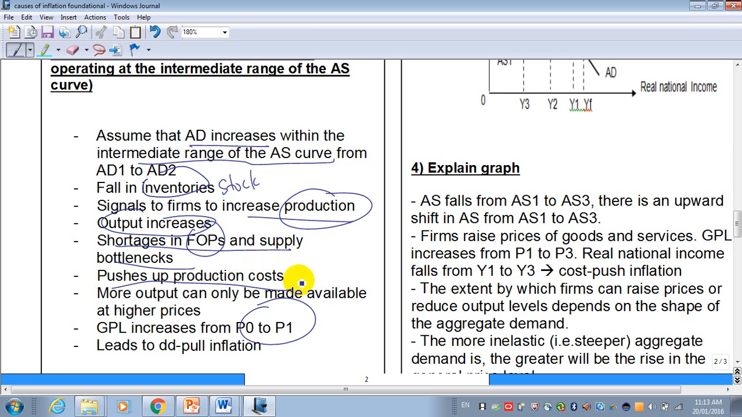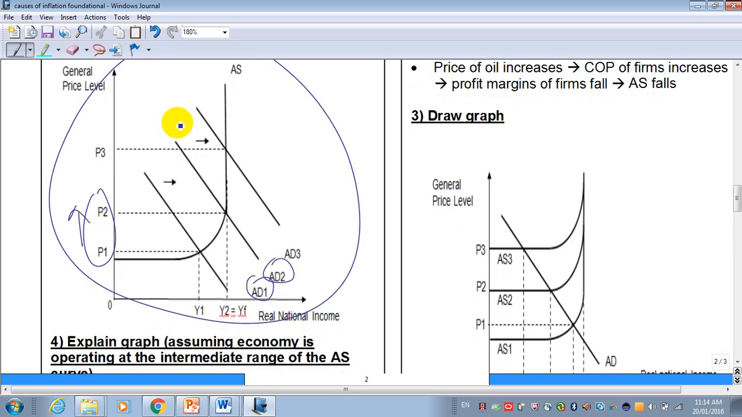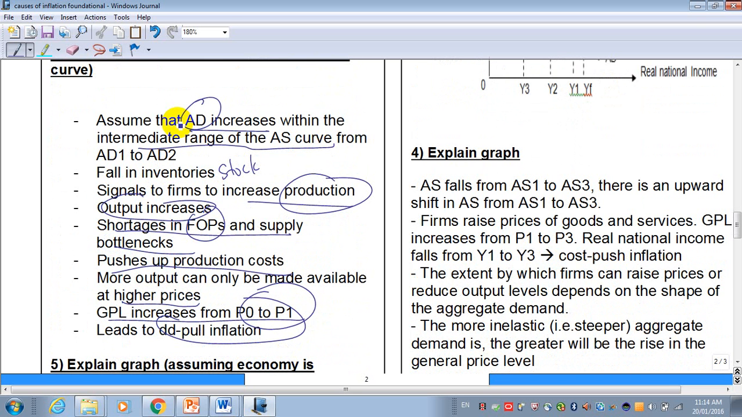And when the production cost increases, the firms may have to charge higher prices because now their costs are increasing, right? They may have to charge higher prices, and this is a situation where GPL increases. I was saying just now, GPL increase, demand pull inflation. And why do we call it demand pull inflation? Because it's the aggregate demand that increases. Okay, so it's very natural. Aggregate demand increases, GPL increases, we call it demand pull inflation. All right, so make sure that you have all of these things down because it's not in your lecture notes.